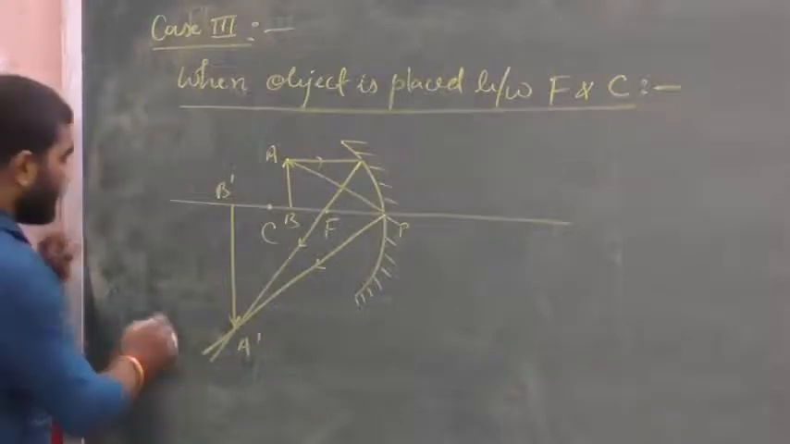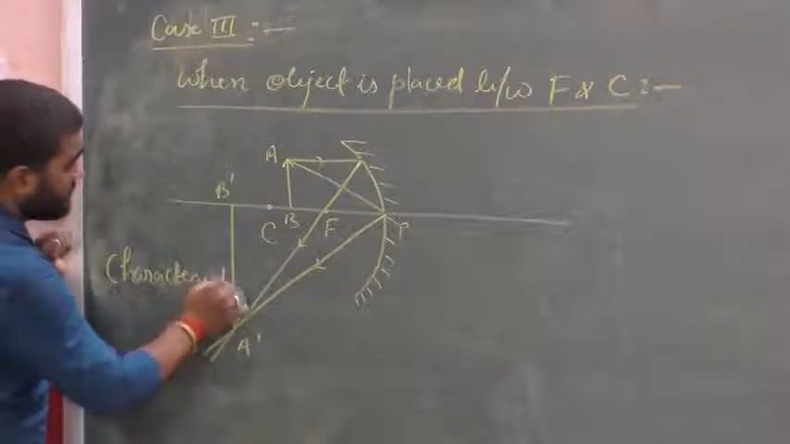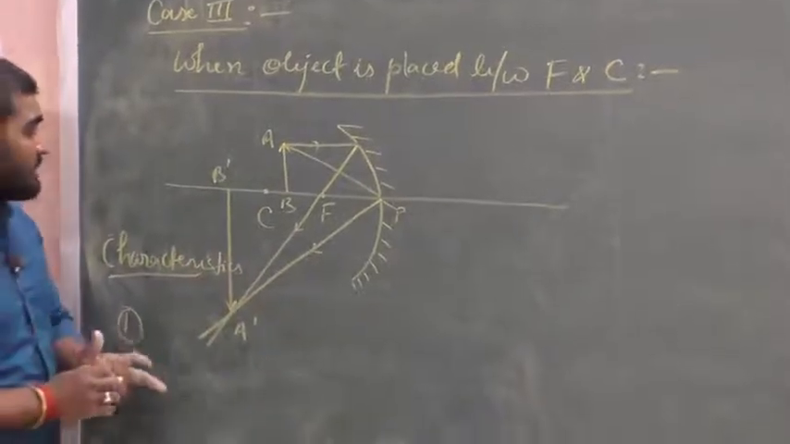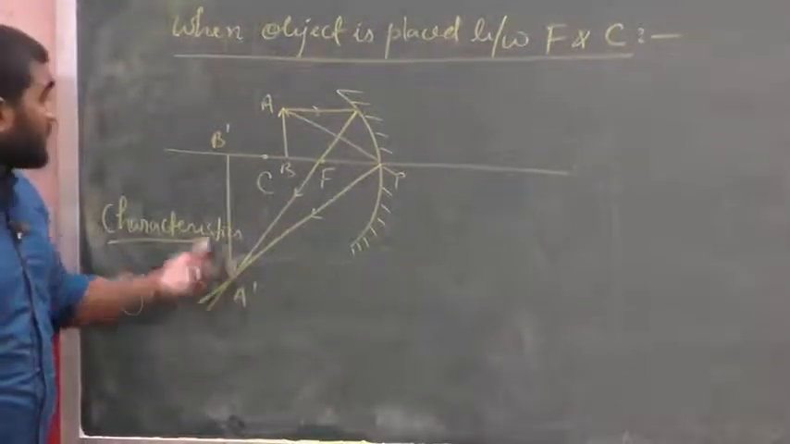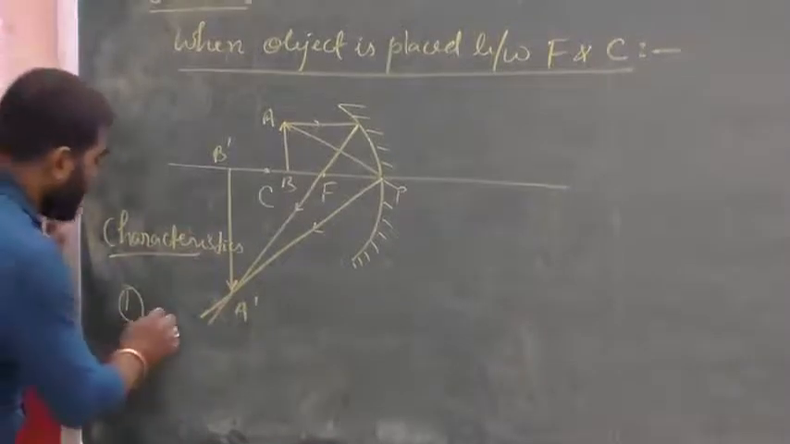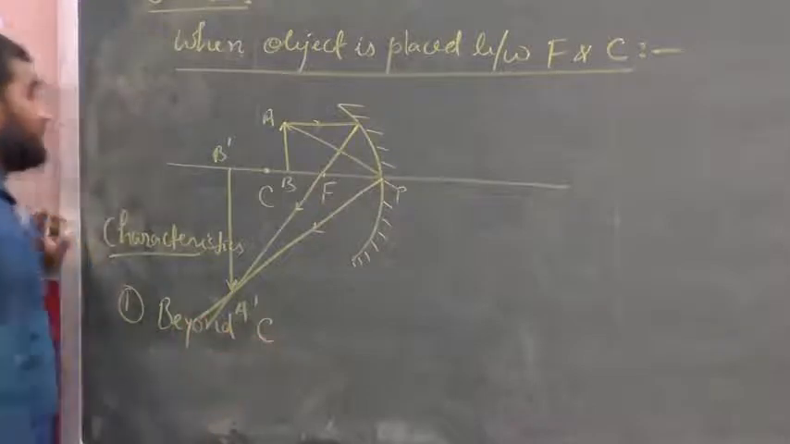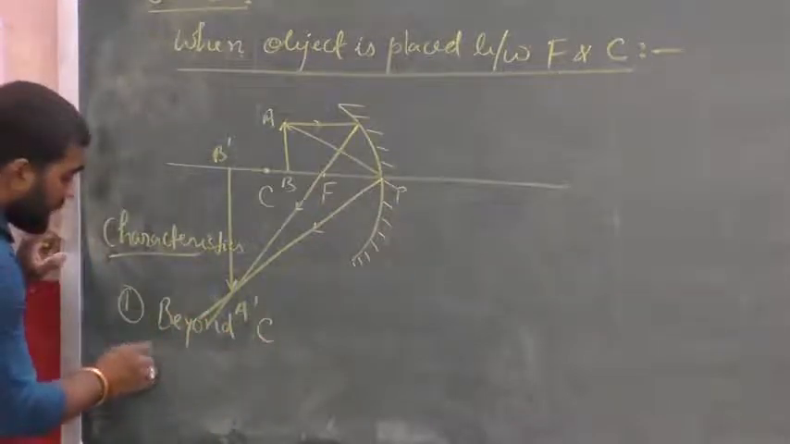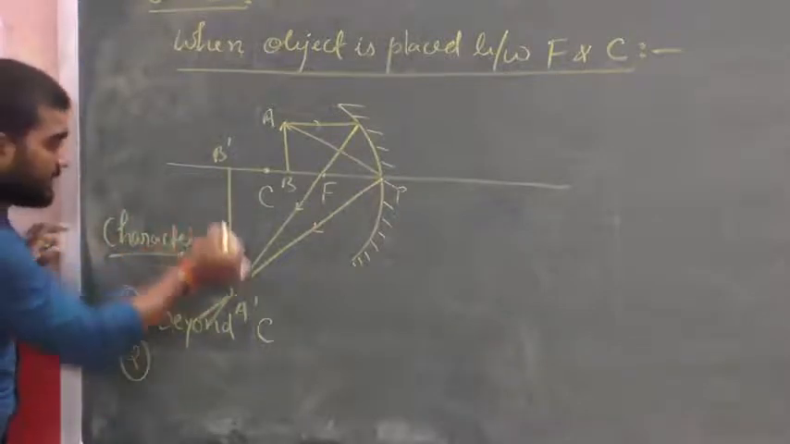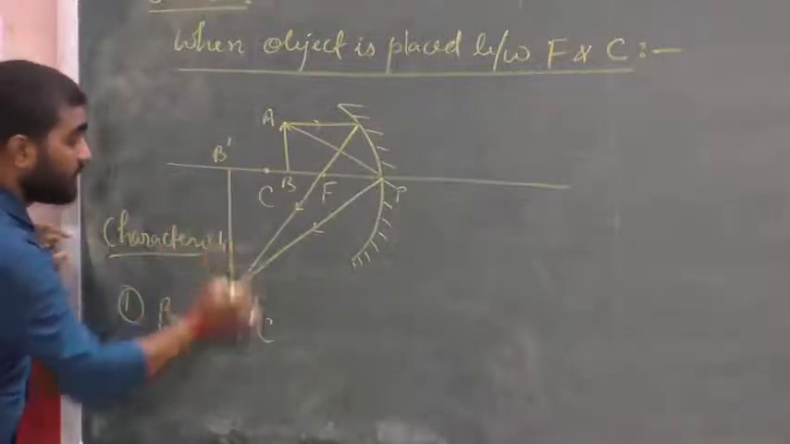Now, characteristics of image. What are the characteristics of the image? First characteristic, we will discuss the position of the image. What is the position of the image? It is beyond C. So the image formed will be at beyond C. In the second case, the nature of the image: it will be real and inverted, because a real image will always be inverted. So here a real and inverted image is forming.